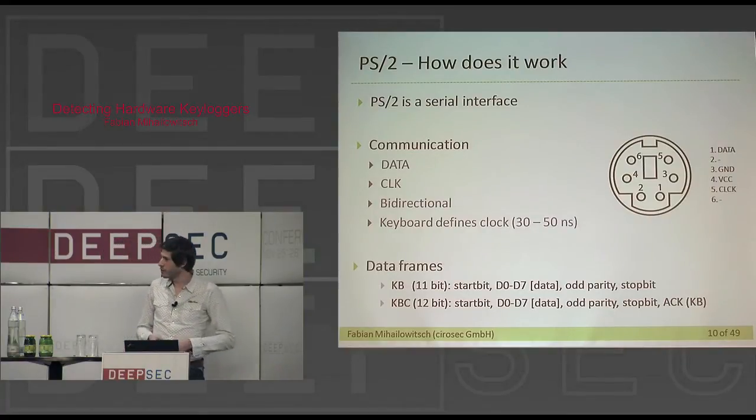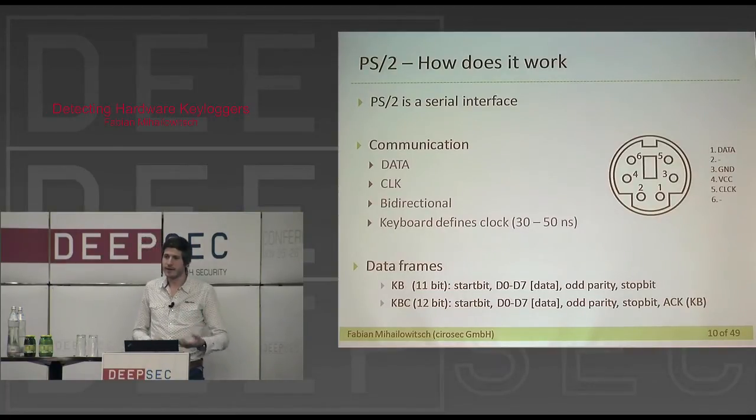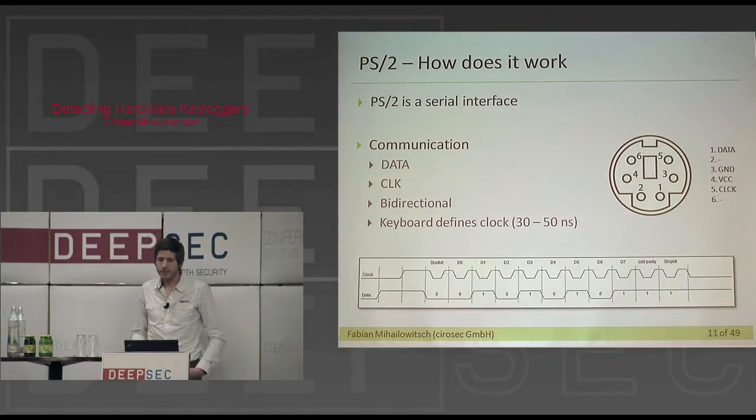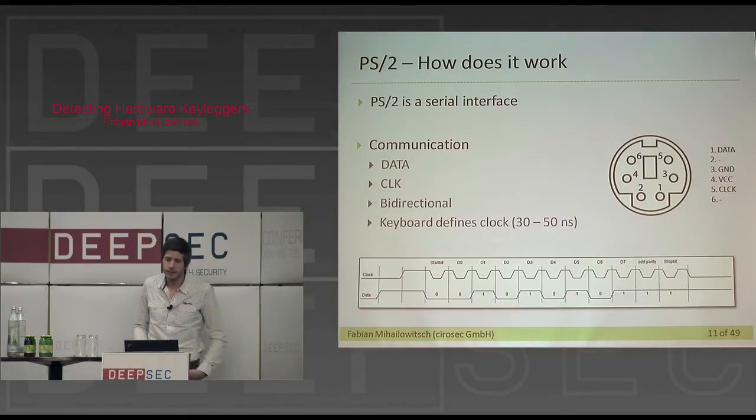The data that are actually transferred via PS2 are transferred in 11-bit data frames from the keyboard side to the PC. You have a start bit followed by 8 bits of data, which actually are the byte that's transferred. Then you have a parity bit and a stop bit. And for the KBC side, you have basically the same, but with an additional acknowledge bit sent by the keyboard. Here you can see how it looks on the wire. Basically, you have the clock, and you have the data which are transferred right here. So it's quite simple for PS2.